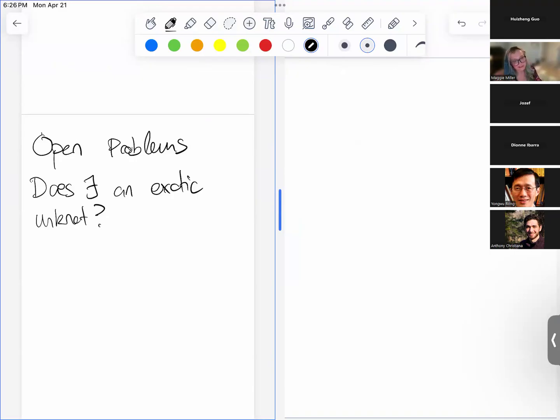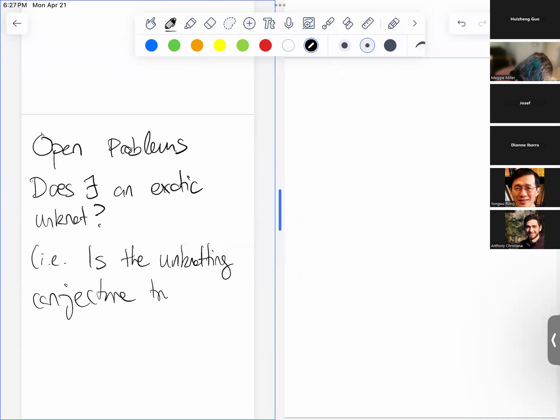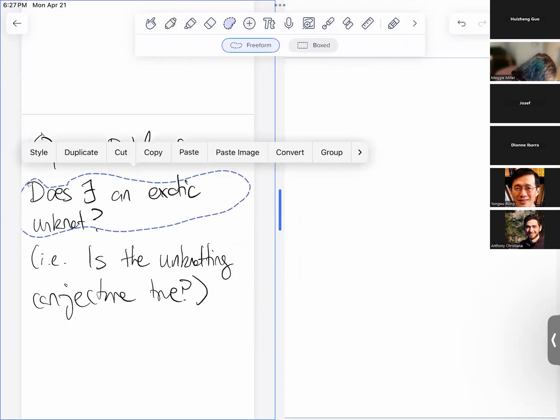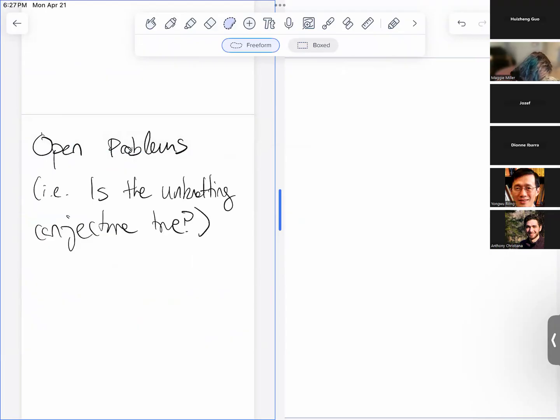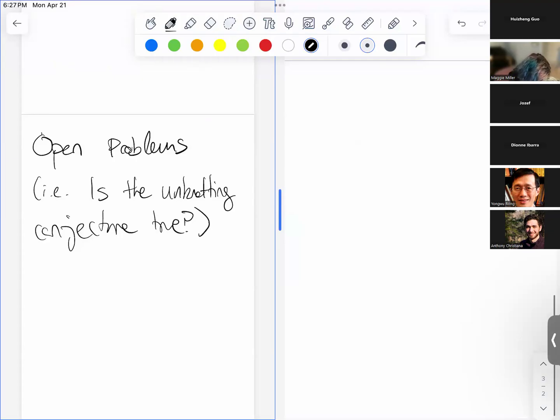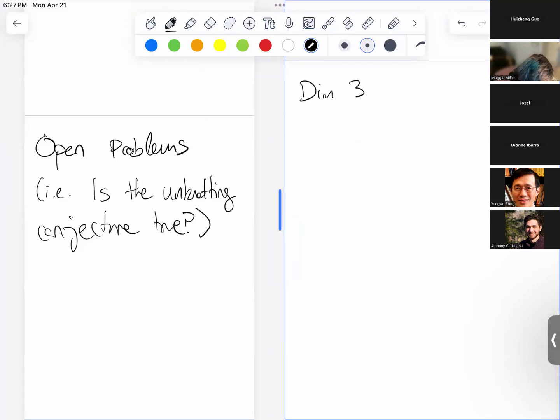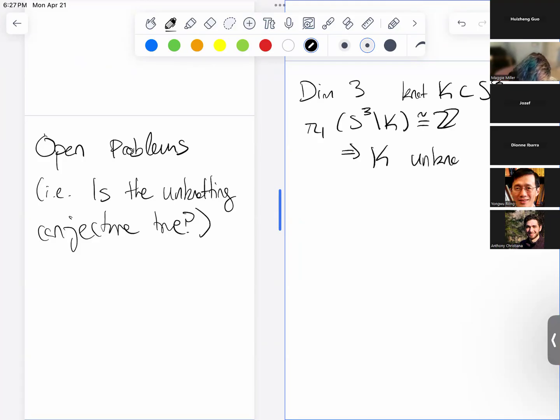And in fact, maybe I shouldn't have said the word exotic. Maybe I should have said it as, is the unknotting conjecture true? That'd be a better phrasing. I think this sounds really weird if you're coming from the perspective of being an actual knot theorist in dimension 3, because you know the unknotting conjecture is true. The unknotting conjecture in dimension 3 is, of course, that if you have a knot K in S3 and its fundamental group is cyclic, then that implies that K is the unknot. Okay, so we all know that's true.